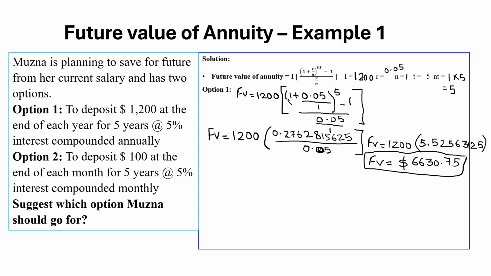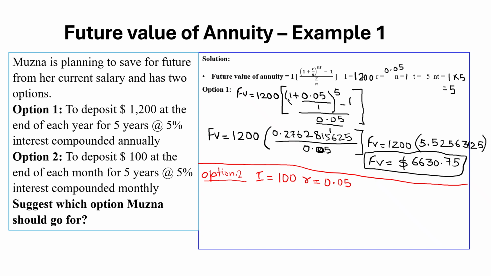Okay, now we will do option 2. I'll take another color so that it is easy for us to remember. Now we will take option 2. Similarly, now we will write the value I. What is my I in option 2? You see, option 2 is different. My I is 100. Then what is my R? The formula is the same. Rate of interest is again 5%, meaning 5 divided by 100. It will come to 0.05.